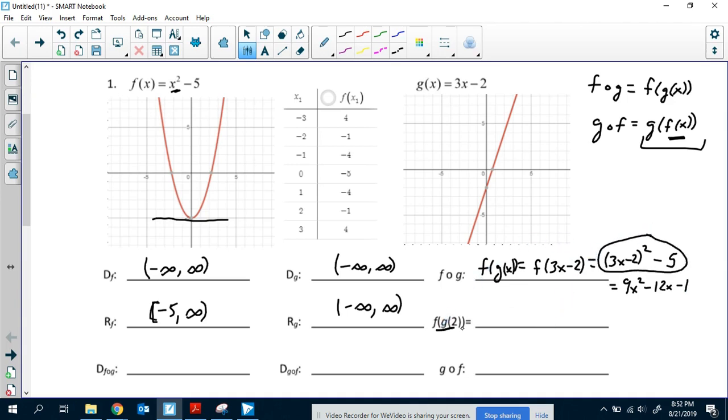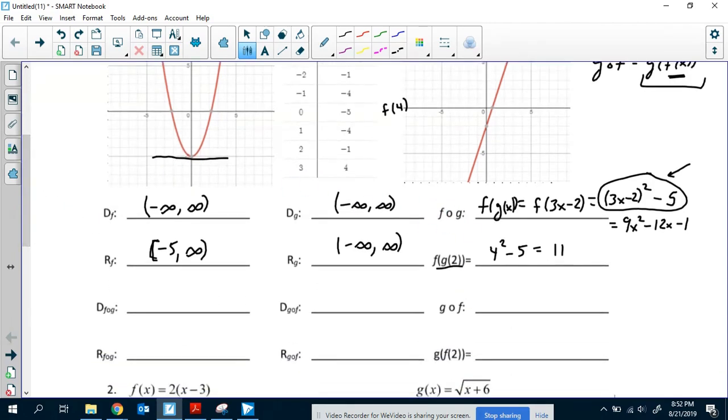So if we're doing f of g of 2, we can do this in a variety of ways. We can take this function that we just found and substitute 2 directly into it. So 3 times 2 is 6, minus 2 is 4. 4 squared minus 5 is 16 minus 5, which is 11. We also could have done this by taking g of 2, which is 4, and then doing f of 4, doing that over here. And if we did f of 4, we would also get 11. We can do that in a variety of different ways.